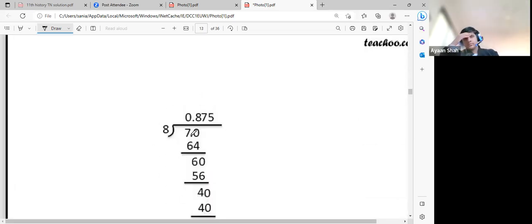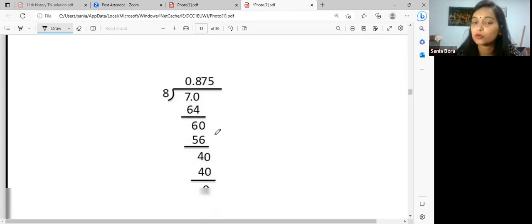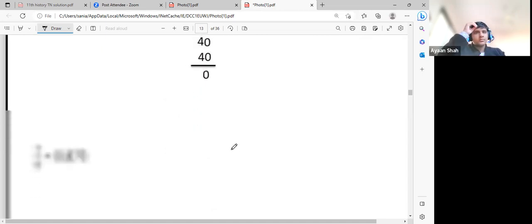You know how to solve it, right? You'll just put 7.0 and you are now going to solve it. Not 0.0, it's 70. And now simply you can solve 70. Okay, and then you will solve this on your own.